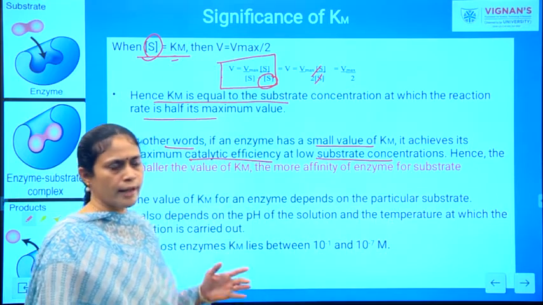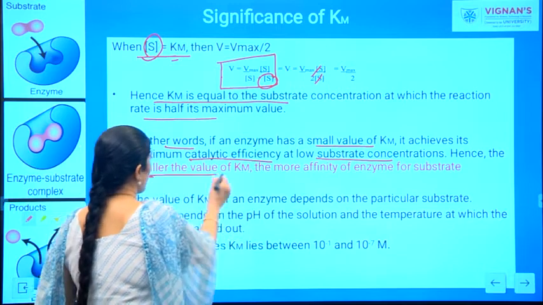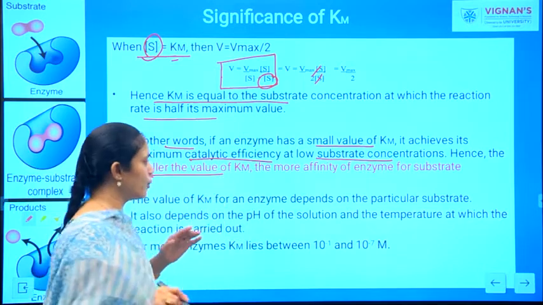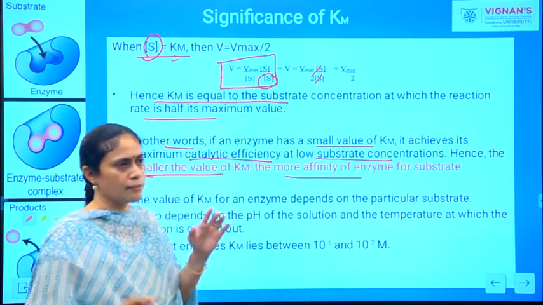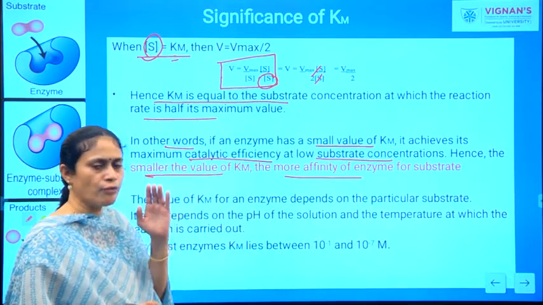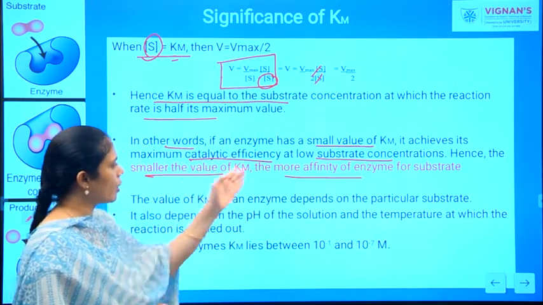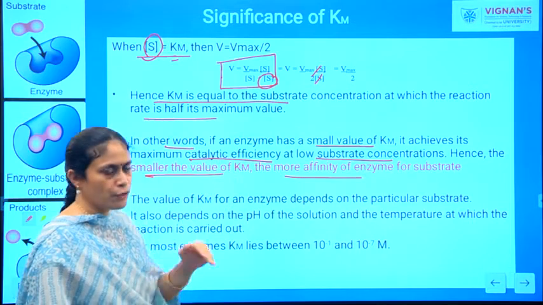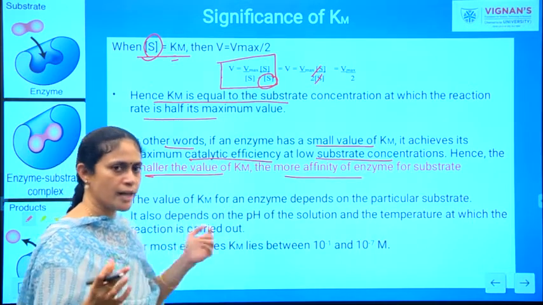In other words, if you are getting a smaller value of Km, then you have to denote that the affinity of the enzyme for the substrate is high. If you have a high Km value, it means the affinity of your enzyme for the substrate will be low. A low Km value means the affinity of your enzyme for the substrate is high.